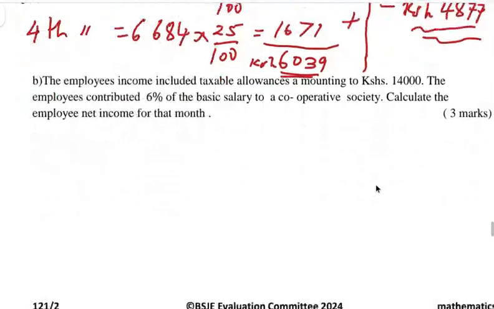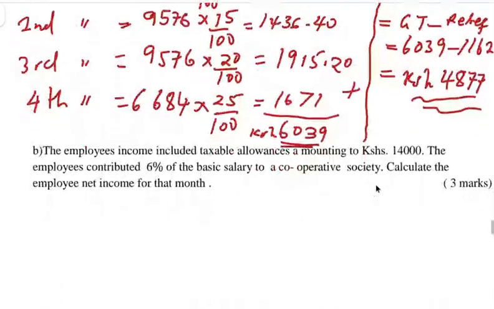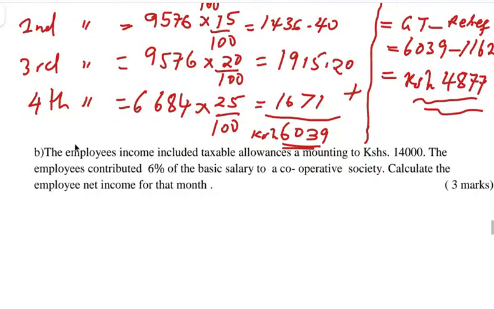So question B. So question B umeambiwa the employees income included taxable allowances amounting to 14,000 shillings. The employees contributed 6% of the basic salary to a cooperative society. Full stop. Umeambiwa calculate the employee net income for that month. Umeambiwa hiyo income yake ili include taxable allowances amounting to 14,000 shillings.